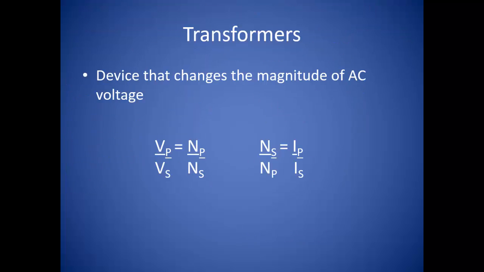So a transformer is a device that changes the magnitude of AC voltage across a metal core by changing the magnetic flux. It consists of a primary coil that induces voltage into a secondary coil. The ratio of the number of turns in the primary coil to the number of turns in the secondary coil equals the ratio of the voltage in the primary coil to the voltage in the secondary coil. The turn ratio is also equal to the ratio of the current in the secondary coil to the current in the primary coil.